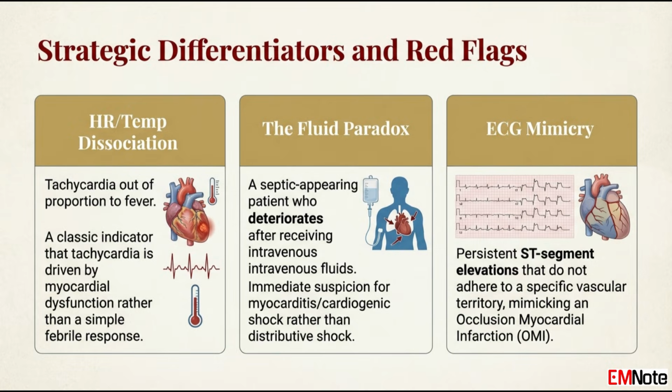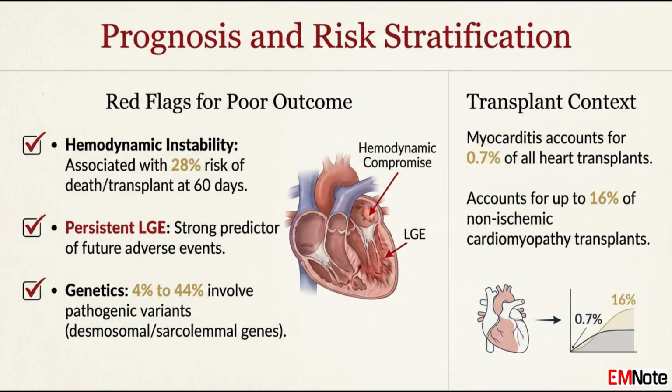Let's recap the 3 things clinicians really need to remember. Number 1. The fluid paradox. Fluids make them worse. Number 2. The differential diagnosis. You have to know if it's giant cell. You must know. Number 3. The red flag. Tachycardia out of proportion to fever. And I'm going to add a 4th. Go ahead. Genetics. 4 to 44%.